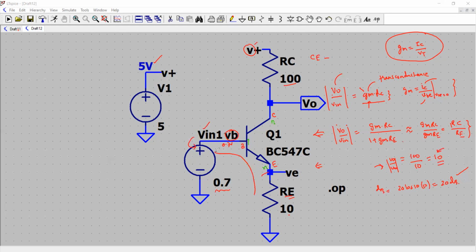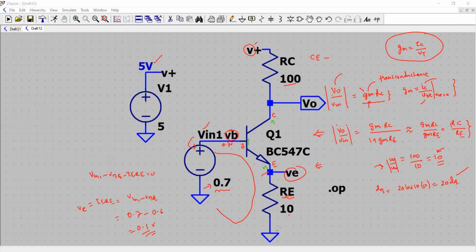If you apply KVL in this loop, it will be V in 1 minus VBE minus IERE equal to 0. So IERE is the drop across the resistor RE, which is VE, and this voltage will be equal to V in 1 minus VBE. V in 1 is the 0.7 volt that we apply, and VBE will be approximately 0.6 volt. So it should be about 0.1 volt, depending on the assumed drop.